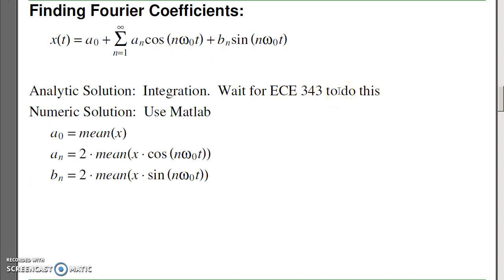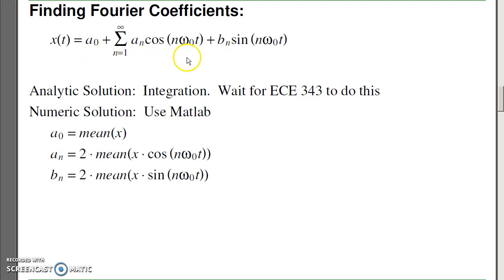The first problem, however, is how to find the Fourier coefficients. How to find a sub 0, a sub n, b sub n. There's a couple ways to do that. The analytic solution is you do a bunch of integrations. Stay tuned for EE343 for that. You can also do a numerical solution. That's using MATLAB. That's what we'll do in this class.